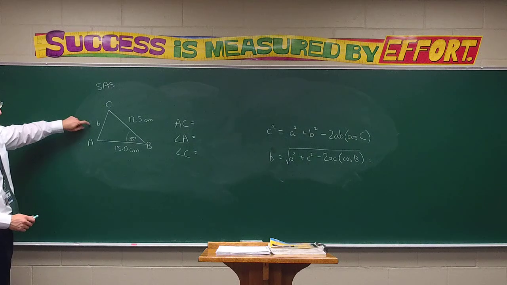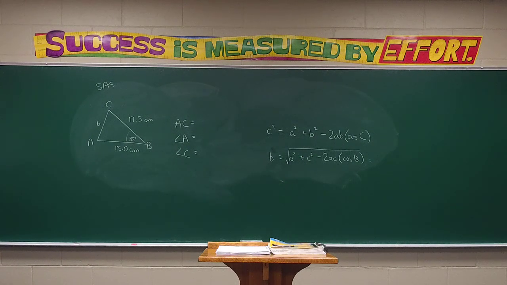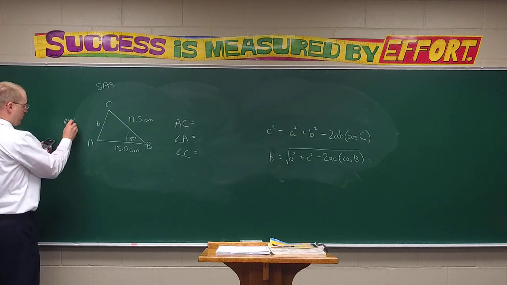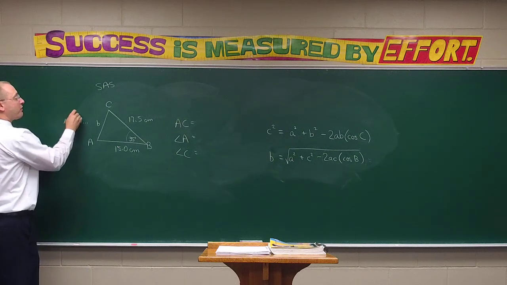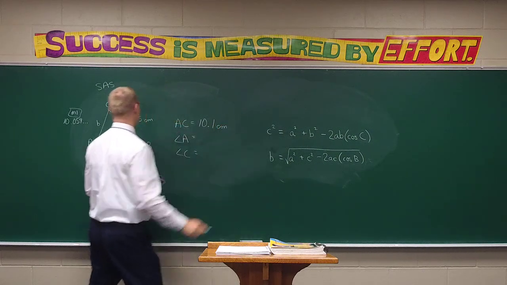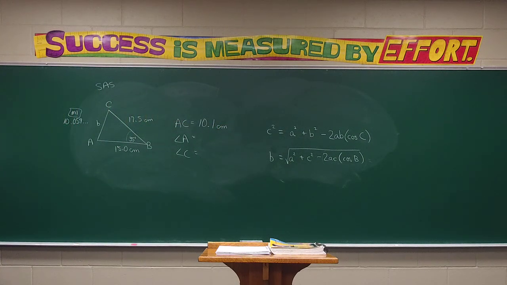So let's find side b given sides a and c. And how long is side b? 10.059, blah, blah, blah. We want to put that in the memory of the calculator, remember. Because whenever you use the law of cosines to find a side, that first side needs to go in the memory. We're good to go on that?